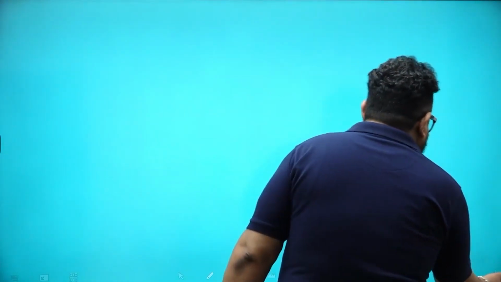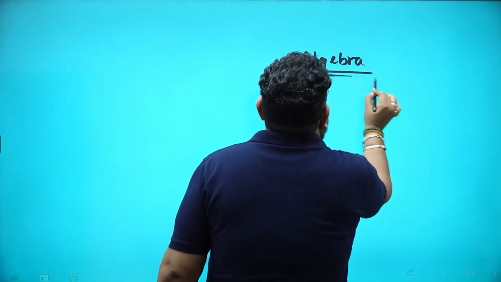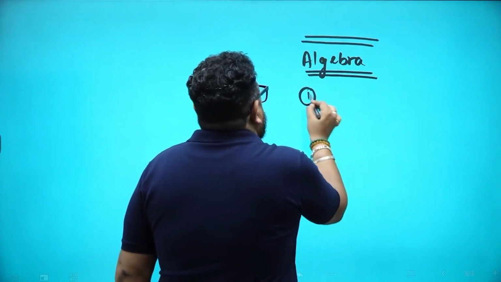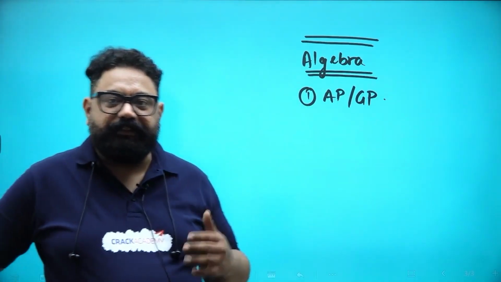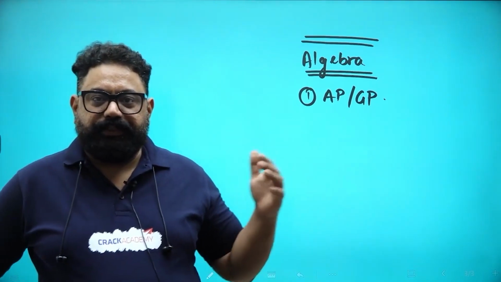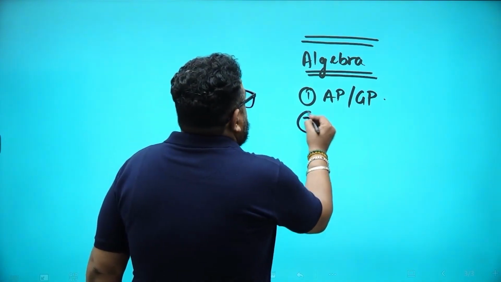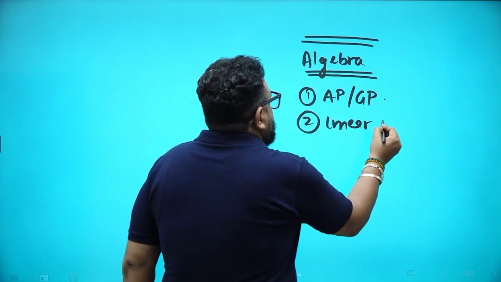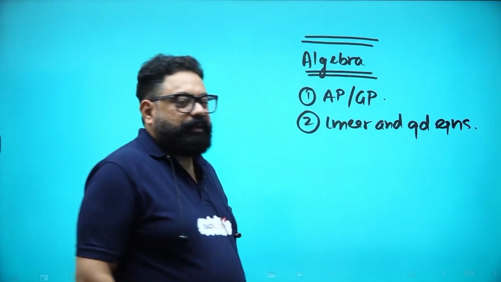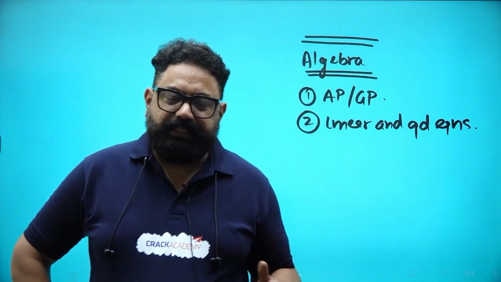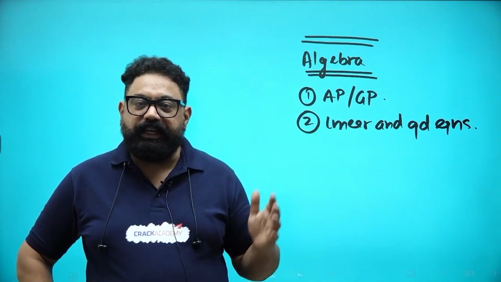Then quantitative aptitude would have algebra. When I talk about algebra, I talk about arithmetic progression and geometric progression. There are a lot of questions which are very practical and can only be solved using arithmetic and geometric progression. So we have to do these topics. Then secondly, linear and quadratic equations. Again, if you talk about papers like CDS, SSC, banking, linear and quadratic equations actually come in each and every paper.